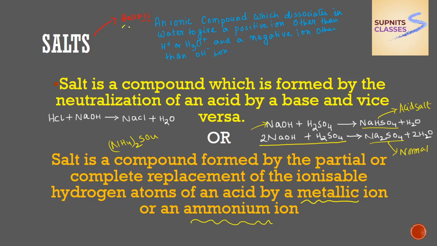And there is another definition written over here. Salt is an ionic compound which dissociates in water to give a positive ion other than H plus or H3O plus and a negative ion other than OH minus. Like NaCl, a very well known salt, the table salt that you eat. This gives Na plus and Cl minus. Whereas water forms H plus and OH minus. That is why it is said that it will give a positive ion other than H plus and a negative ion other than OH minus. So both cases are covered well within this definition.